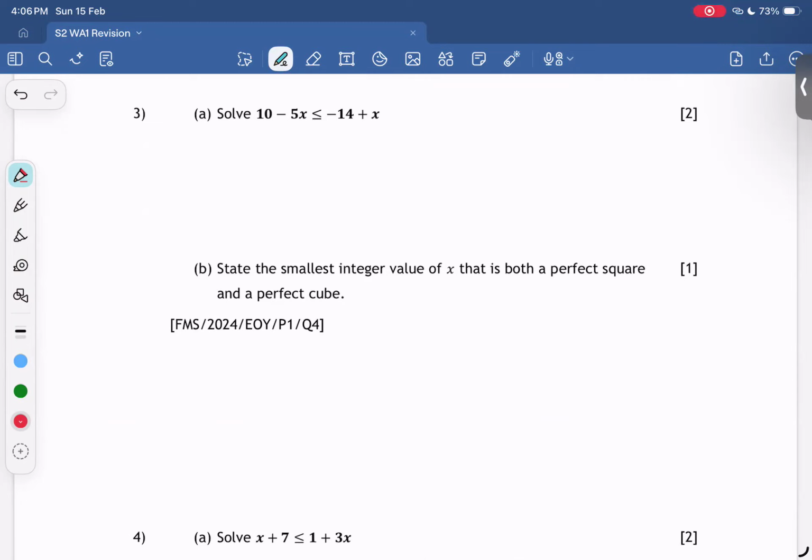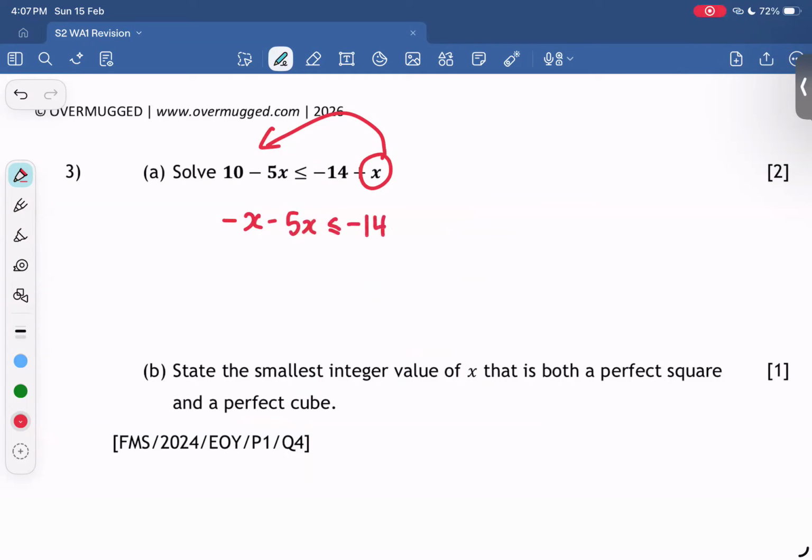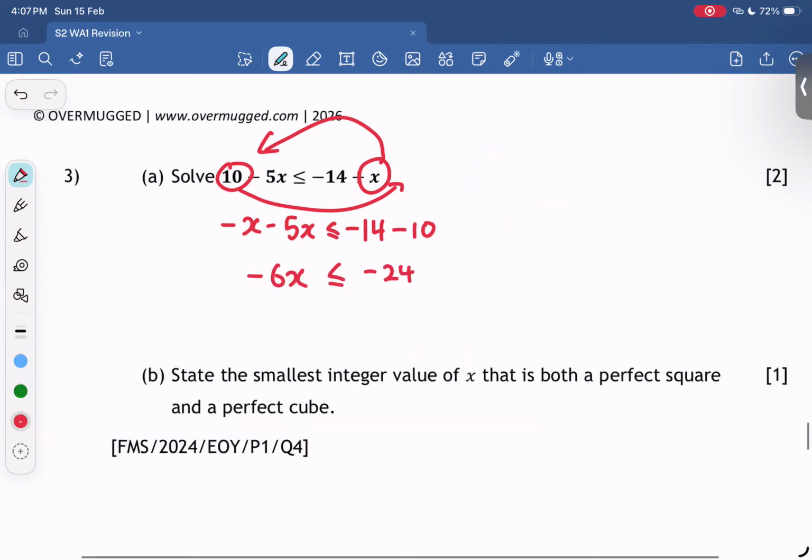All right, so for 3A, solve 10 minus 5x being less than or equal to minus 14 plus x. So what we're going to do here is shift our algebra to one side and shift the numbers to the other side. I've got x over here, so I'll shift it over. So it'll be minus x minus 5x being less than or equal to minus 14. The 10, I'll bring it over, so from positive 10 it becomes negative 10. So I'll have minus 6x less than or equal to minus 24.